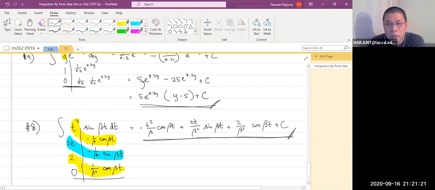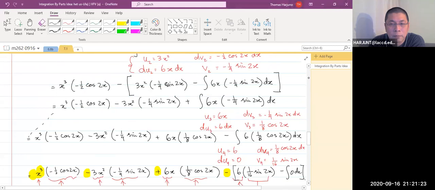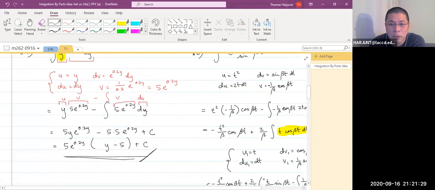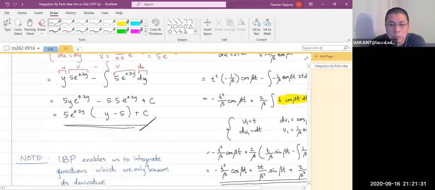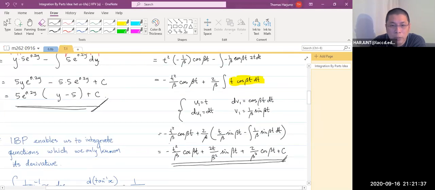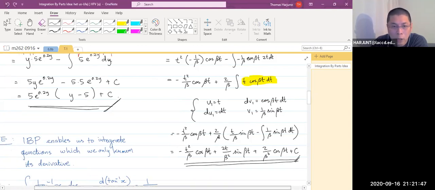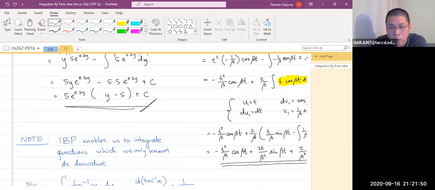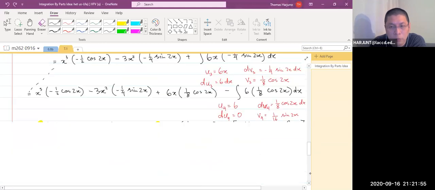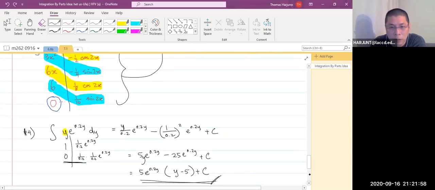Let's compare with the answer we have above. Where's that? Here. But you see, when you did this one, it's a bit painful, right? It takes you a lot longer time compared to my tabular method. So I'm not saying that method is wrong, but if you one day want to go to differential equation, then you better be fast with your integration by parts. You do a lot of integration by parts in differential equations.